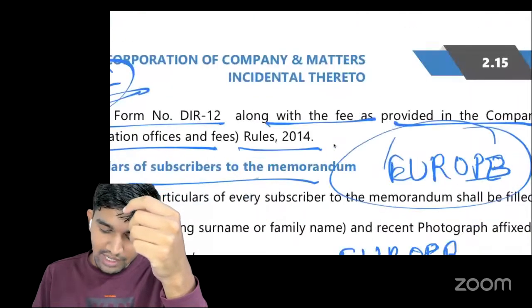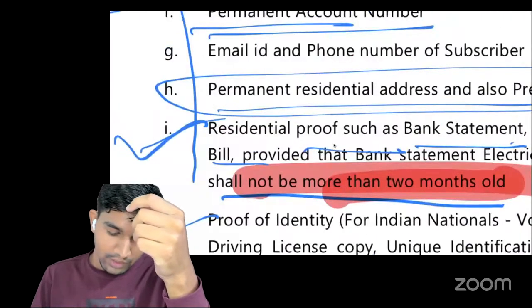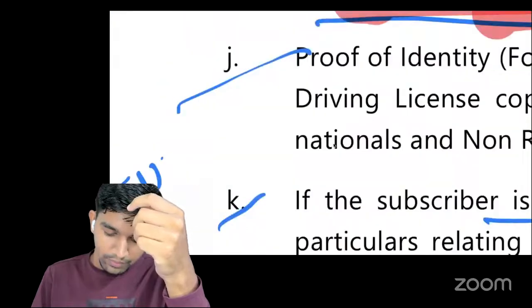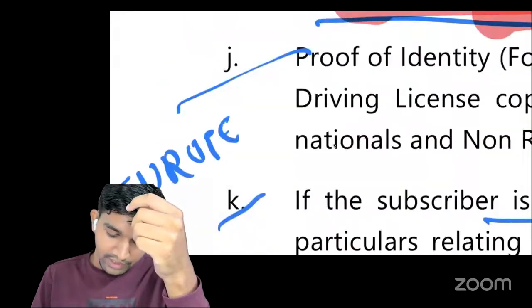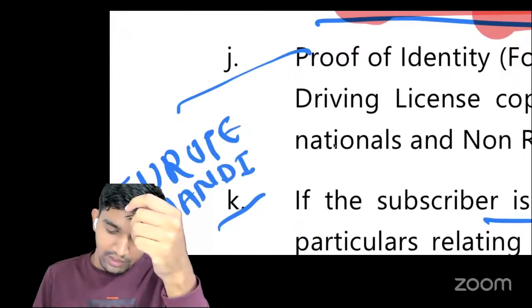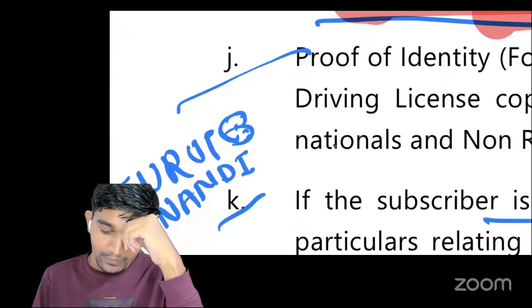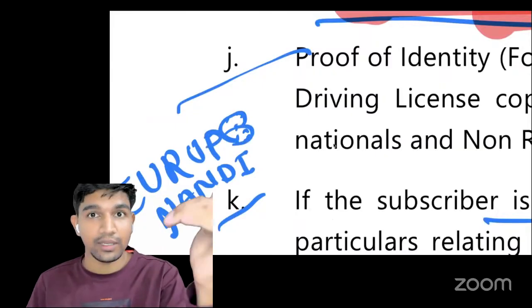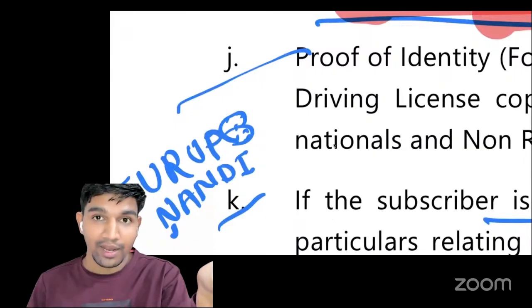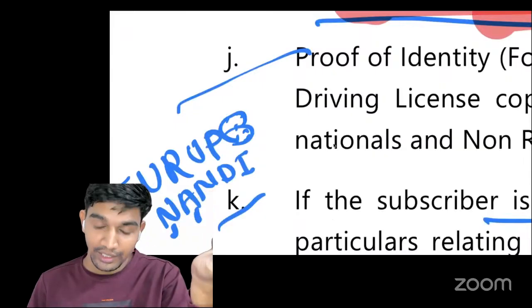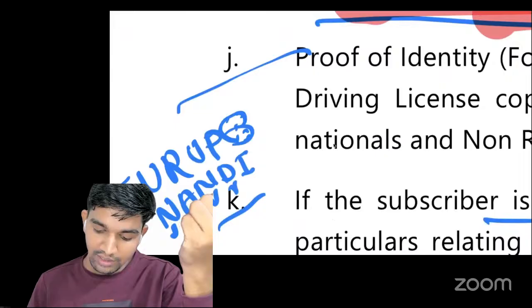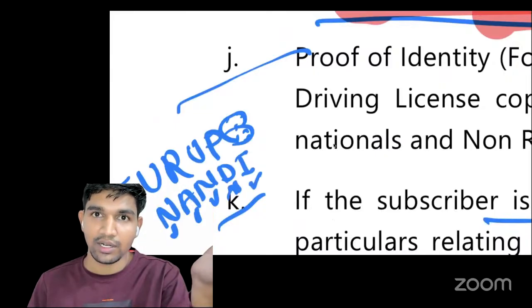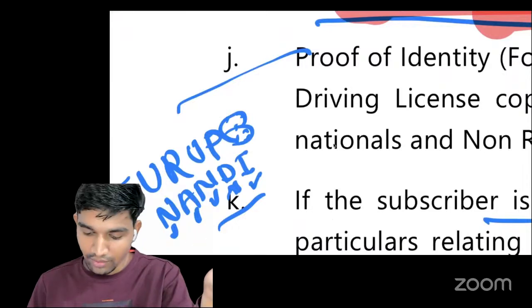For the subscriber, he has to give these particulars: Europe, Nandi. This should be B. Okay, Europe. So N is for name, including family name and surname. A for address, N for nationality, D for nothing, R for interest, means if he is the director or promoter of any other company, and then the name of the company and the CIN of the company.